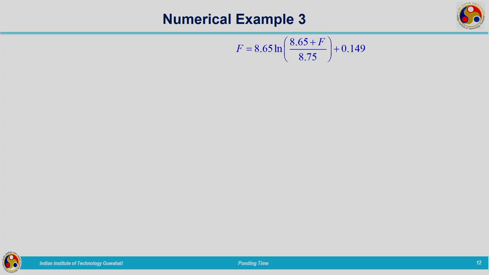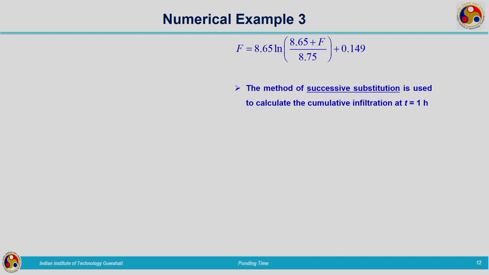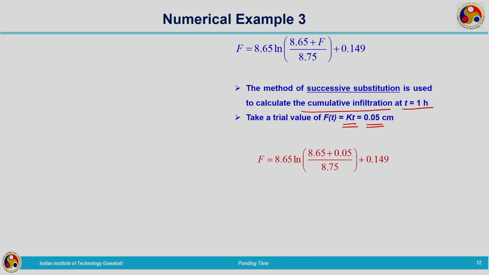So, F is given by the same equation, which I have repeated over here. The method of successive substitution is used to calculate cumulative infiltration at time t equal to 1 hour. First, we need to make an assumption for F on the right hand side of the equation. We have taken the trial value as kt, that is k multiplied by t, where t is 1 hour, so it will be equal to k only, 0.05 centimeters. So this we will substitute in this equation, and we can calculate F as 0.1 centimeter.